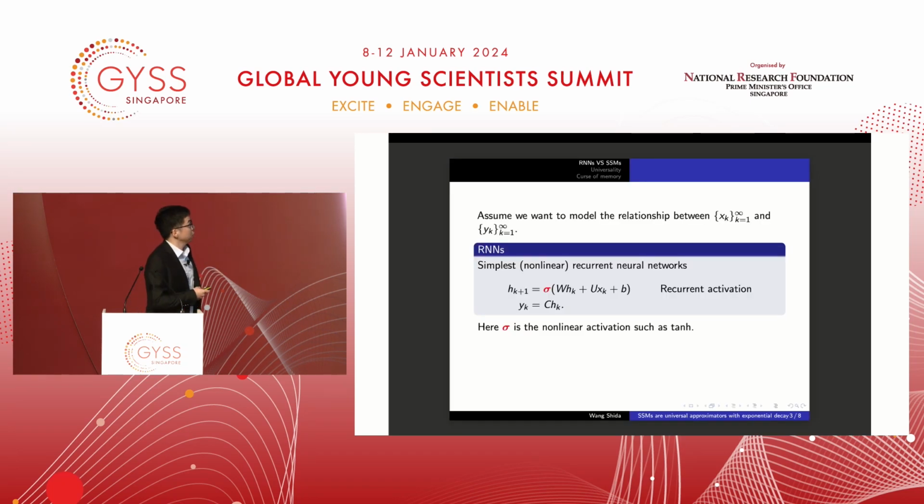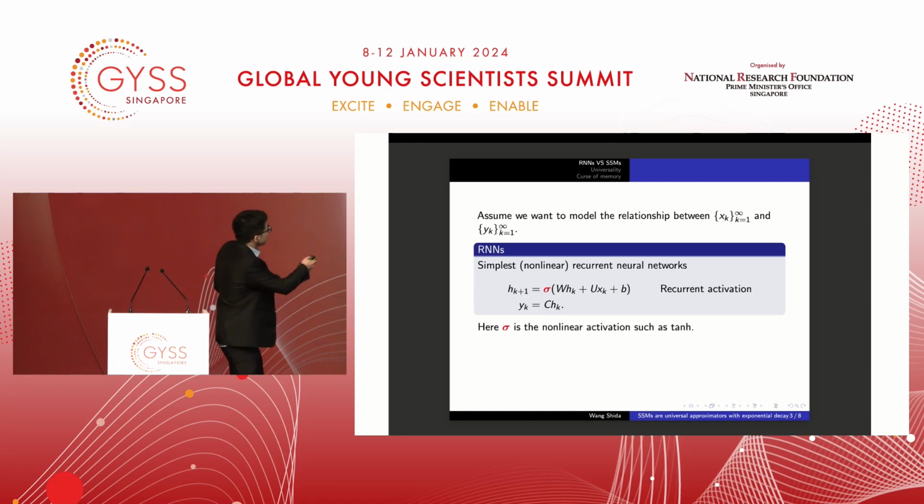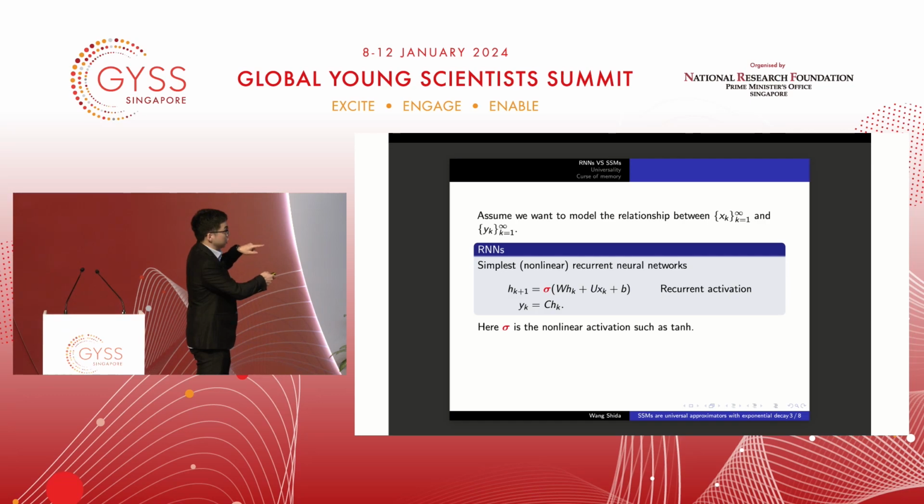So first, recurrent neural networks. Recurrent models are a family of models used to learn sequence-to-sequence relationships. Assume we want to model the relationship between input sequences x_k and output sequences y_k. Here, I just give the simplest nonlinear recurrent neural network. As you can see, the hidden state is evaluated using an iterative equation, and the sigma here is the nonlinear activation function.